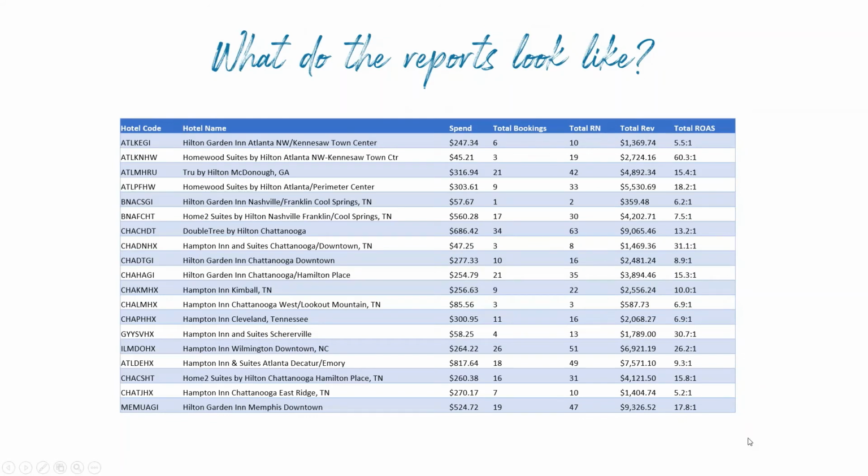This is another report. This is just for travel ads, but it's really similar metrics here, just with the spend, total bookings, total room nights, total revenue, except this one shows the total return on ad spend. So that number is a little bit different than the GRE. For example, this one would be 5.5 to 1, so you earned $5.50 for every dollar you spent. This would be 60.3 to 1, which is really high, and that would be $60.30 that you brought in for every $1 you spent.